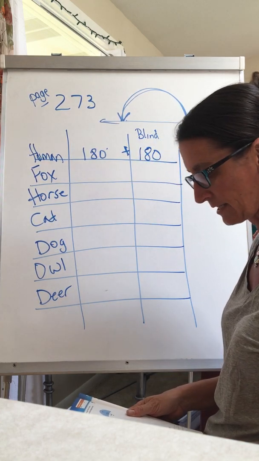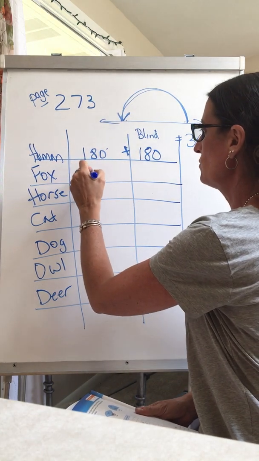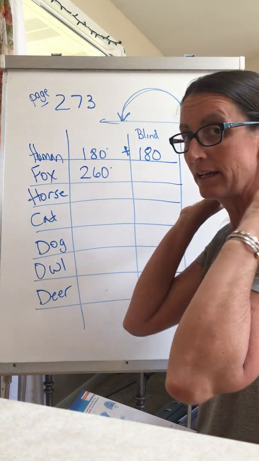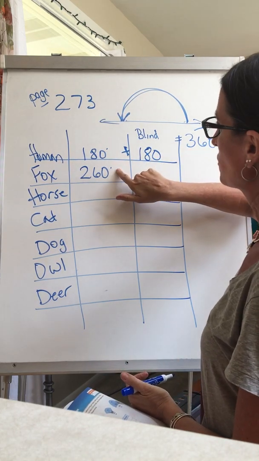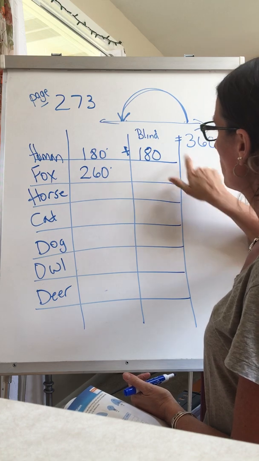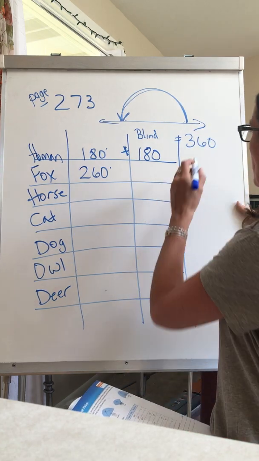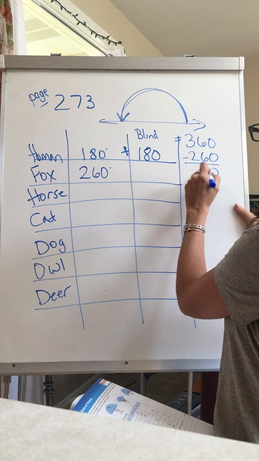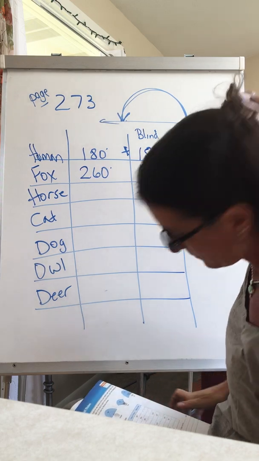A fox, they have 260. They can see 260 degrees. That's pretty good. So their blind area in back is a little bit smaller. So I know the vision plus the blind spot equals 360. So I could do 360 minus 260 equals their blind spot. So 360 minus 260 equals 100. So their blind spot is 100.